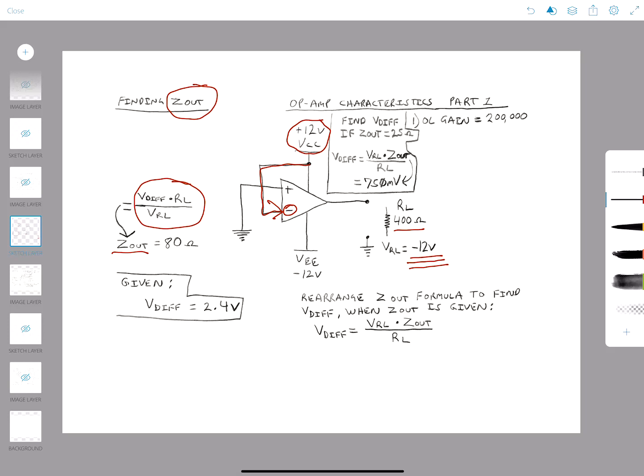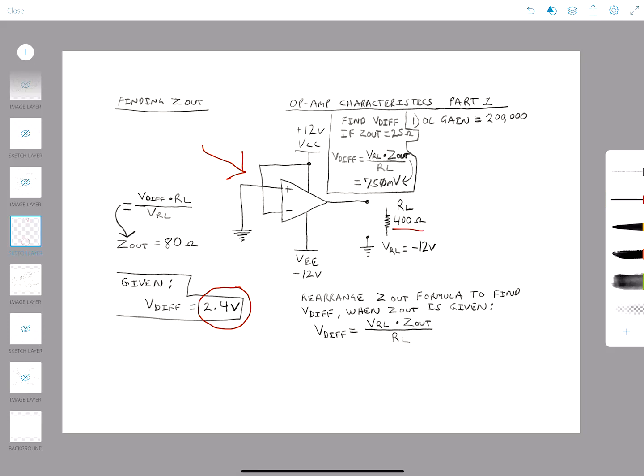So we need the difference in the voltage. In this case, I don't have any voltages on here, so I gave you a random value of 2.4 volts for VDIF, just so we can do this for calculation purposes only. So now we can calculate what our total Z out would be.